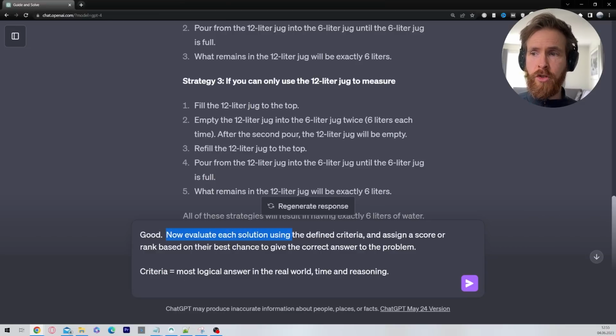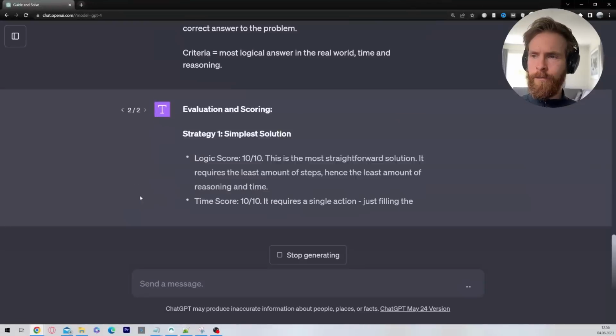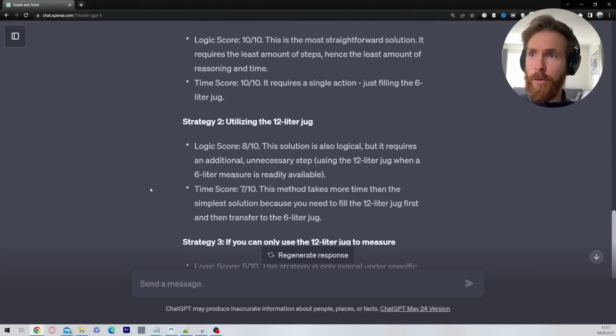Now evaluate each solution using the defined criteria and assign a score or rank based on the chance to give the correct answer to the problem. And here I'm just gonna set my criteria. It's the most logical answer in a real world. Time and reasoning, that is my criteria. So here you can see we get this beautiful score here.